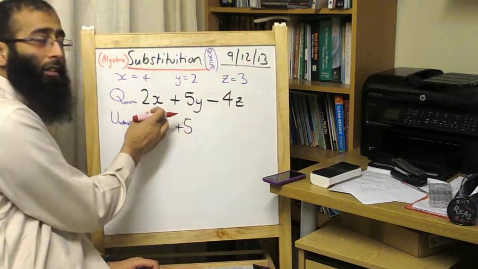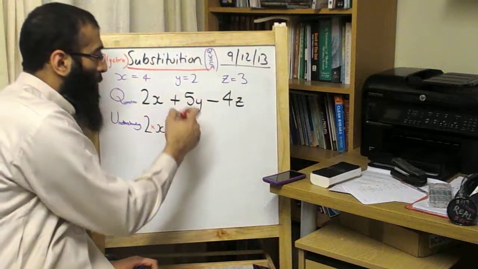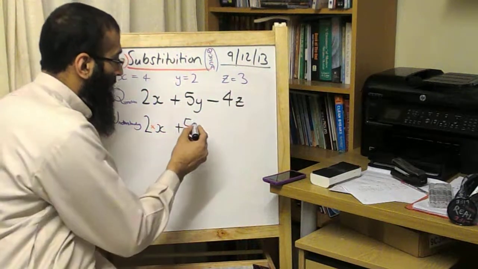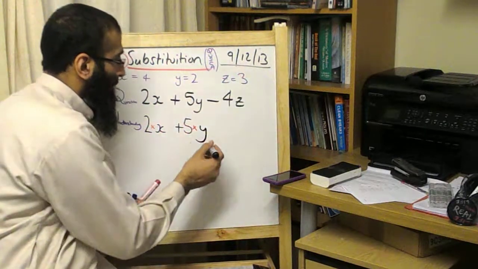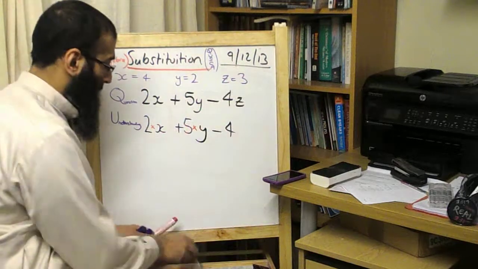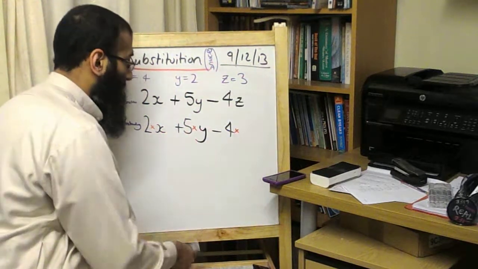So 2x means 2 lots of x. So we put the times in there. And 5y means 5 times by y. And 4z similarly means 4 times by z.